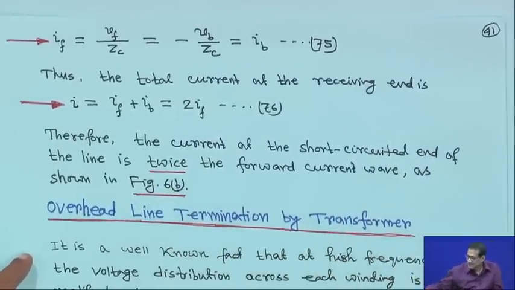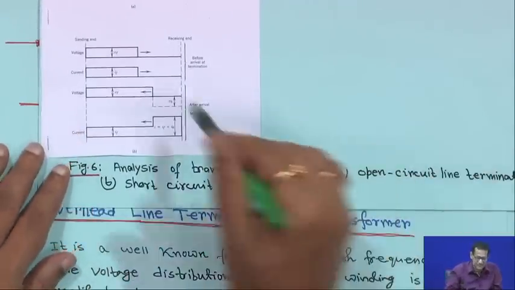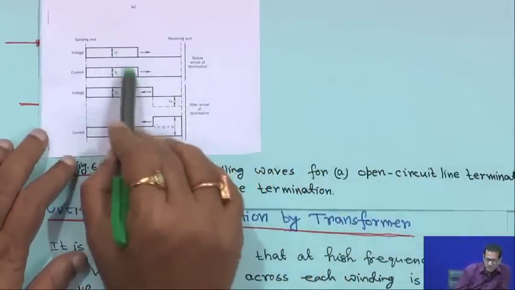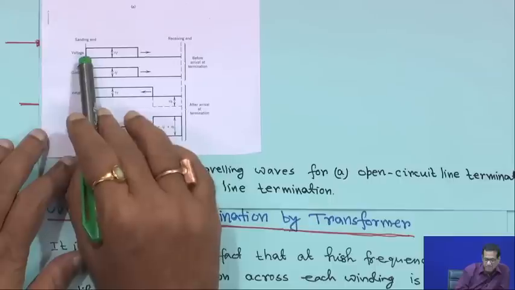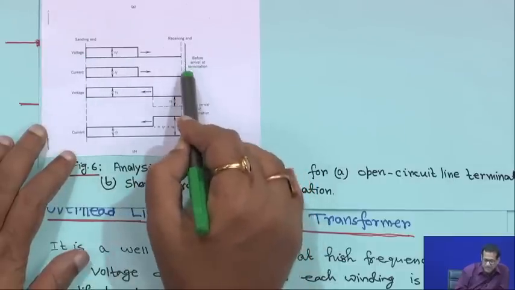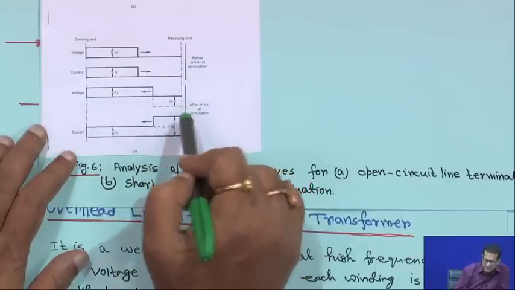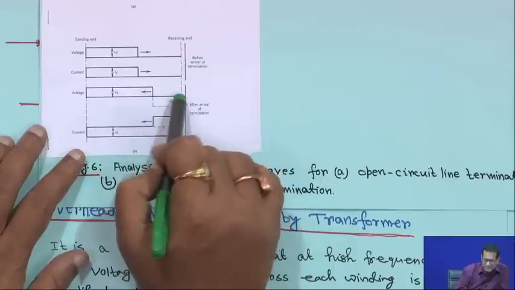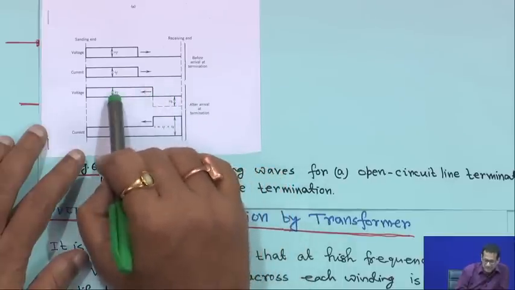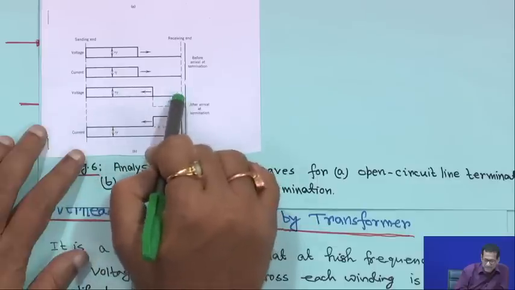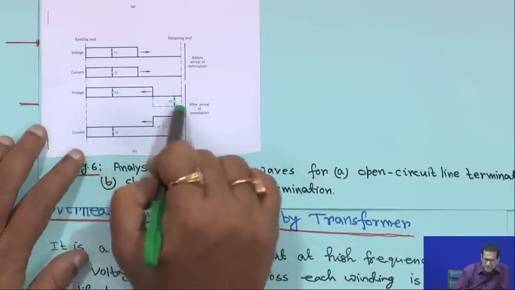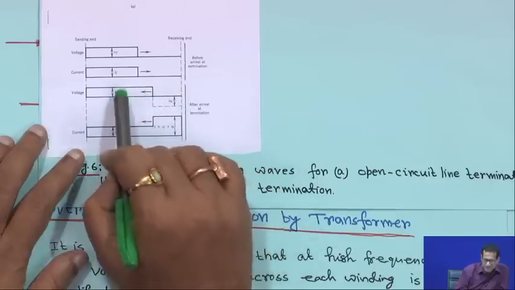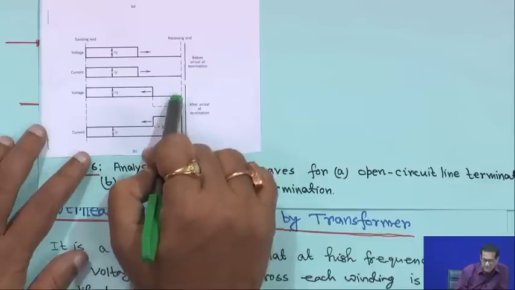figure 6b. So this figure, look, these two are the forward voltage wave and current wave moving from left to right. So before arrival at the termination, and then after arrival, this V_b is negative. So it is just showing this line, right, and this is V_f, V_f is equal to minus V_b. So it is nullified. This is your V_f, and this is V_b, and V_b is equal to minus V_f.